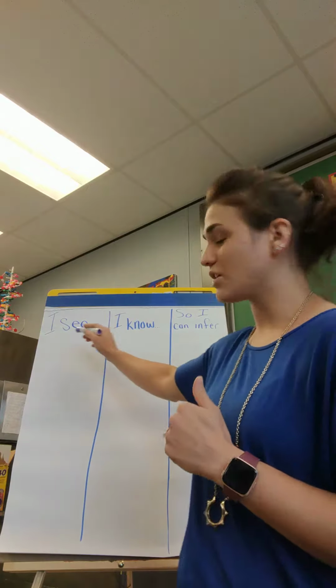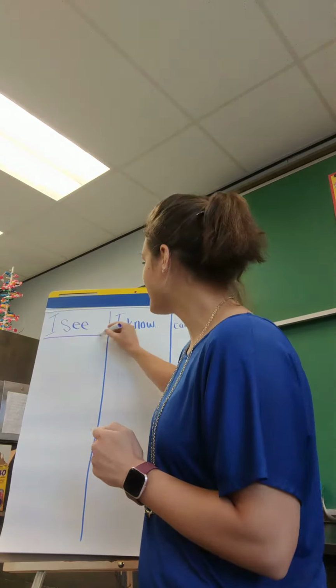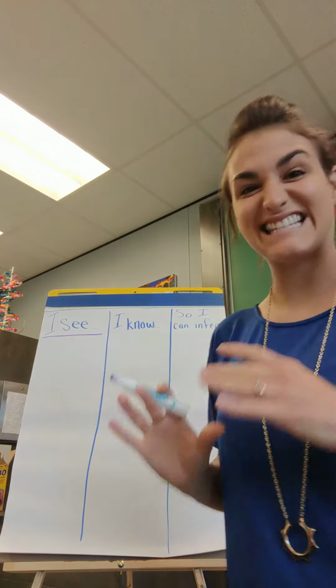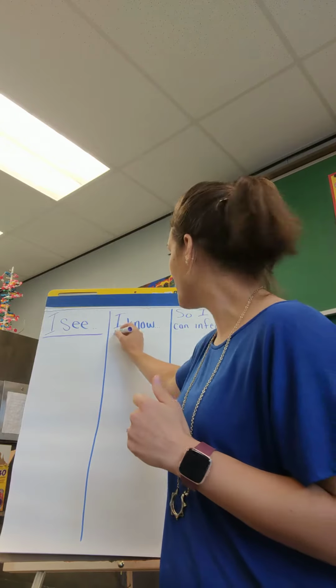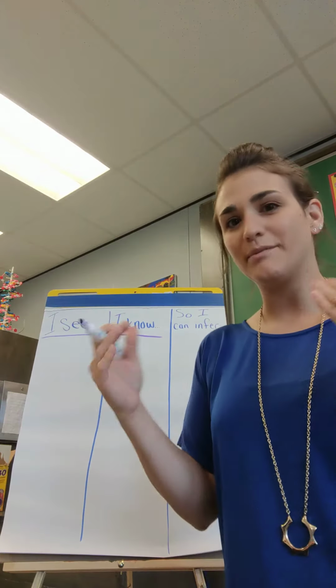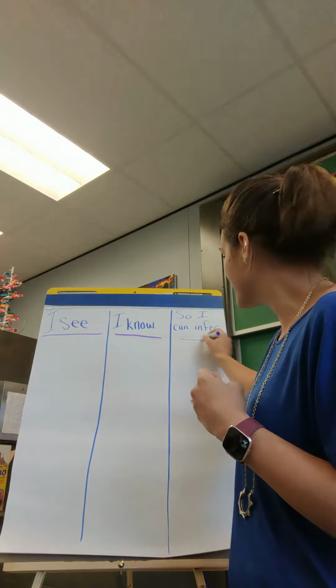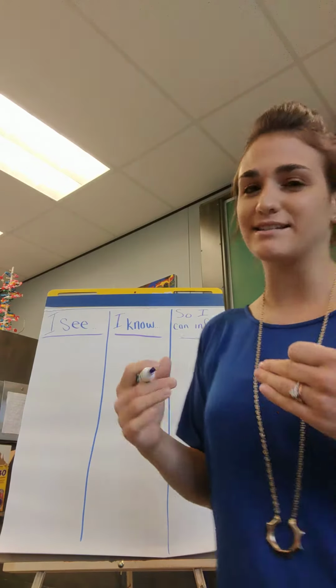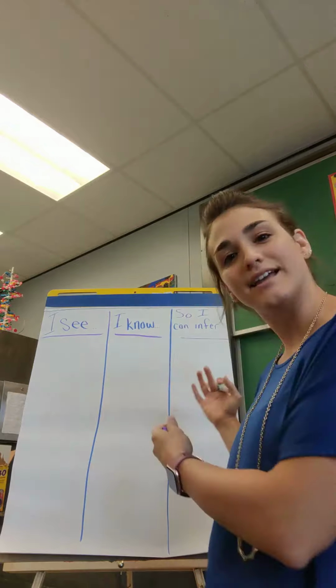Now if you look at this chart, I have the words I see on the left. This is going to be your evidence, something you can directly see in any situation. And the next one I have here is I know. And that's something that you know about that thing that you're looking at, that evidence that you have. And on the right-hand side, I have so I can infer. And so that's actually where you're going to be making this inference with this chart. So I see, I know, so I can infer.